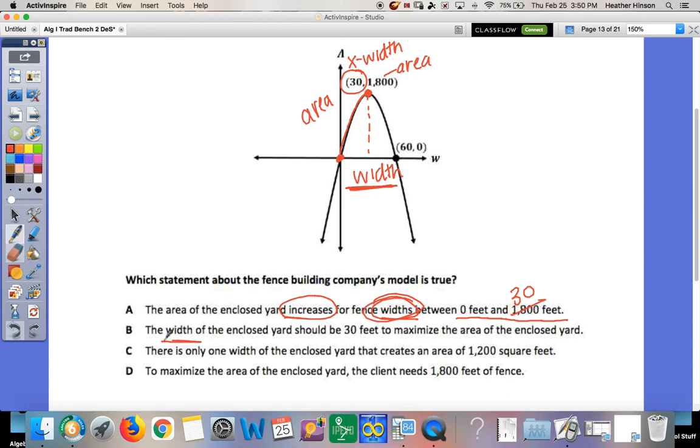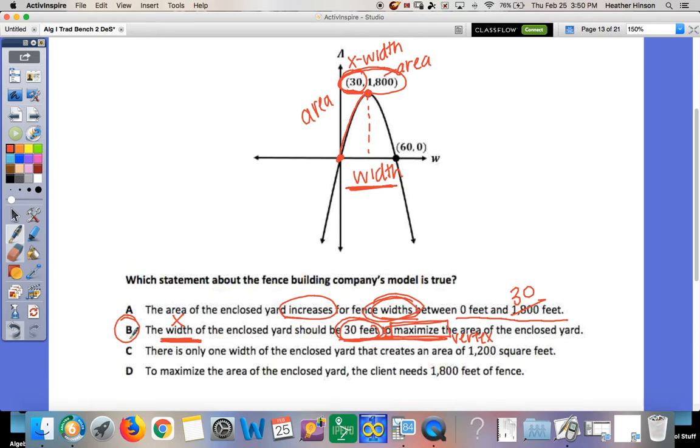So this one's wrong. The width of the enclosed yard should be 30 feet to maximize the enclosed yard. So again, we're talking about width. We're talking about x. Should it be 30 feet to maximize the area? What is maximize? That's your vertex. Is your vertex a width of 30 feet? Well, that would be this point at the top, that maximum. Is your width 30 feet? Yes, remember x was our width, so this one is correct.